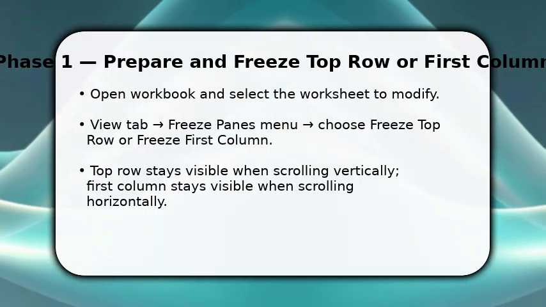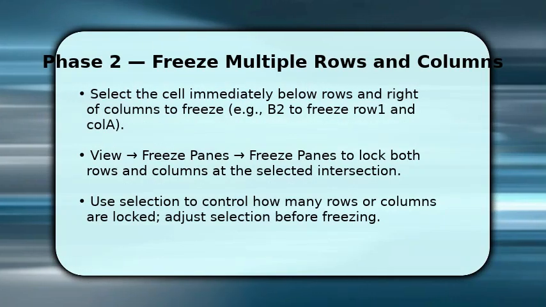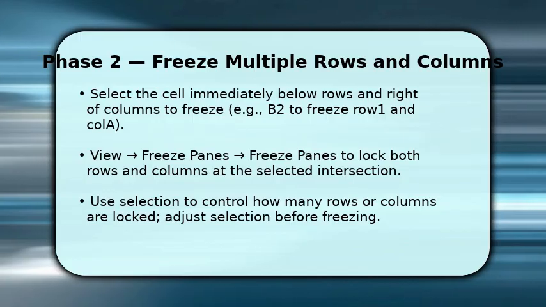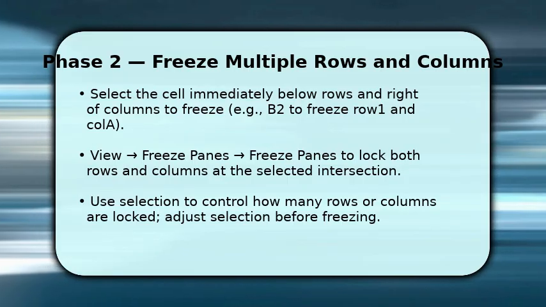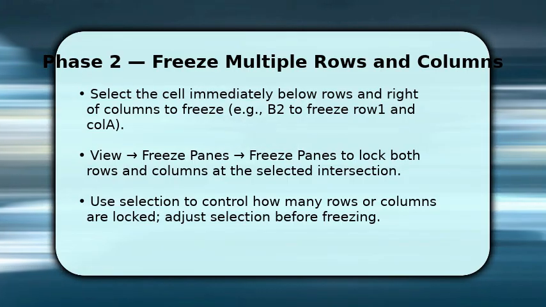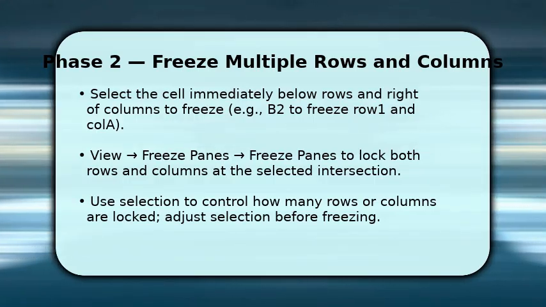scan long tables. Now you freeze both directions. Select the cell under the rows and to the right of the columns you want fixed, then open View and pick Freeze Panes. Once done, Excel locks everything above and to the left of that cell. This keeps headers and index columns visible together while you navigate the rest of your data. Make sure to pick the correct intersection cell because the selection determines how many rows and columns remain frozen.